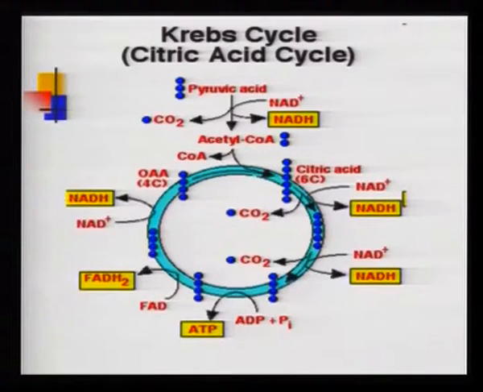Now, this acetyl-CoA is accepted by the 4-carbon molecule called oxaloacetate, and this blue circle is representing the Krebs cycle, after the person who first discovered the stages of the cycle. So, Hans Krebs was the person. We also call it a citric acid cycle because the first product formed after accepting the acetyl-CoA is a citric acid. So, now let us follow the processes that occur in the citric acid.